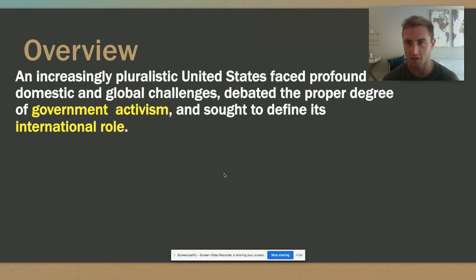And then, of course, our progressive era. Okay, so this is in the College Board's words. An increasingly pluralistic United States faced profound domestic and global challenges, debated the proper degree of government activism, and sought to define its international role. I put in yellow 2 parts of this. Government activism. This is our big shift domestically.